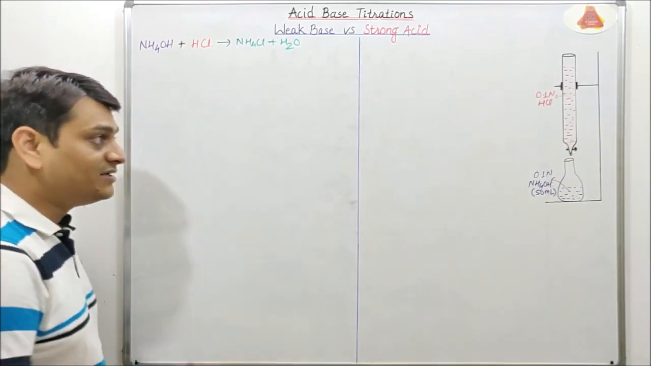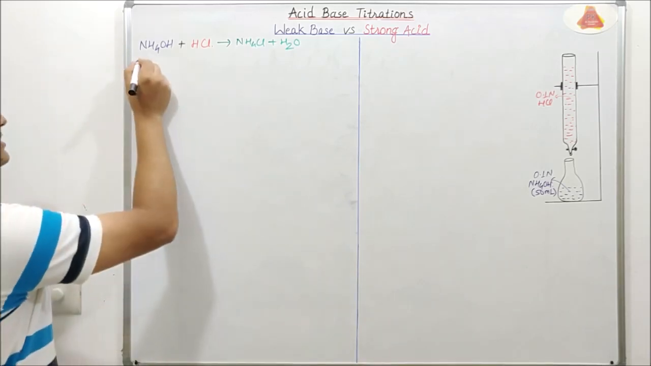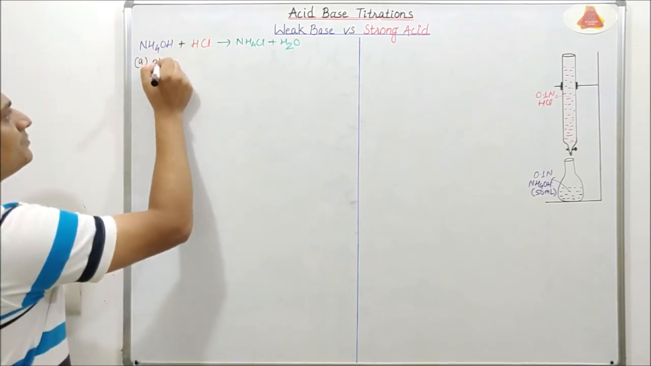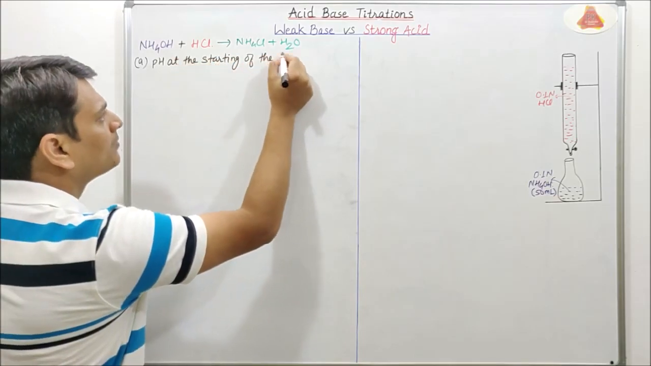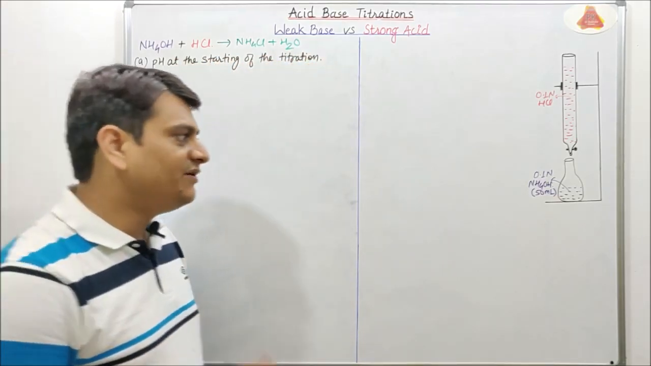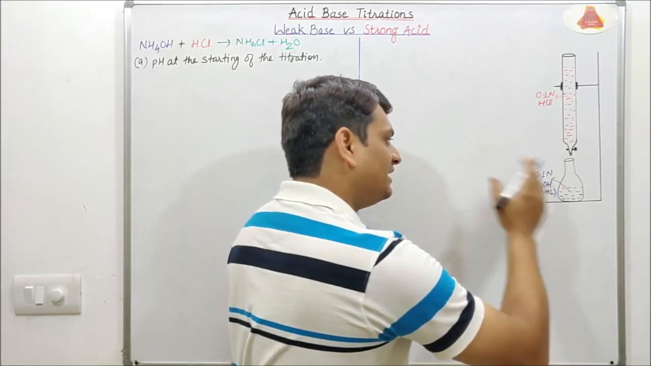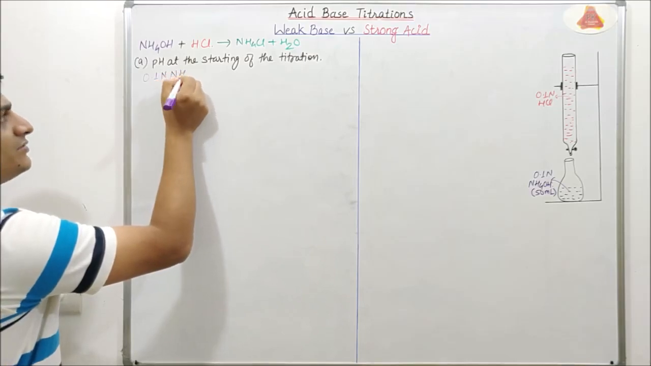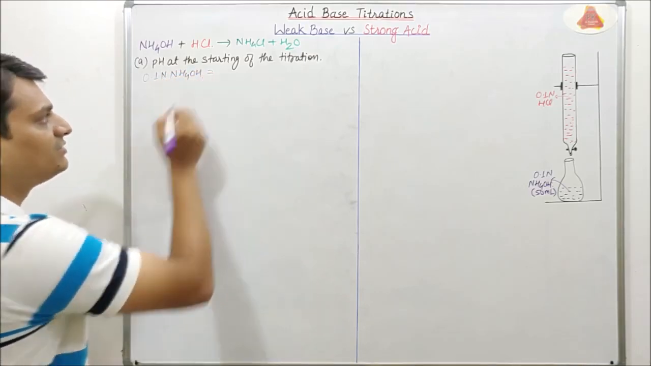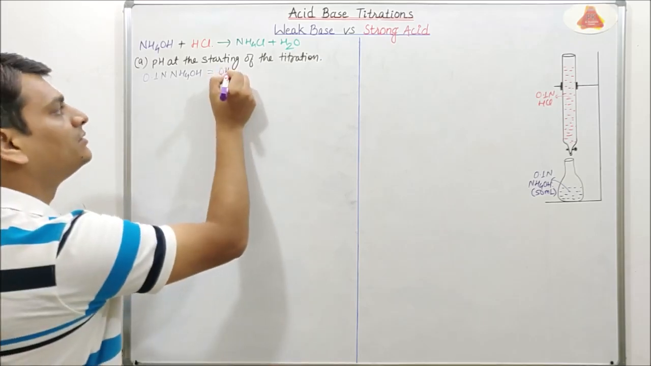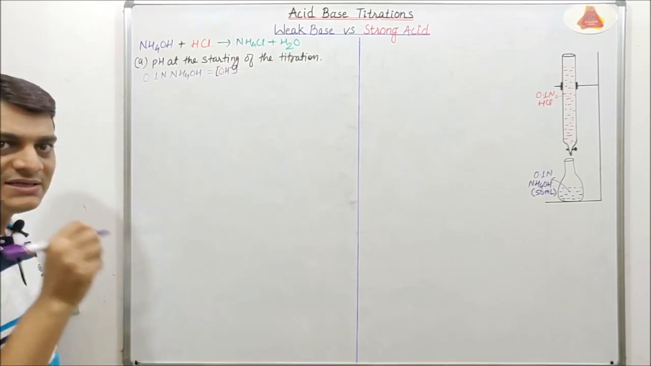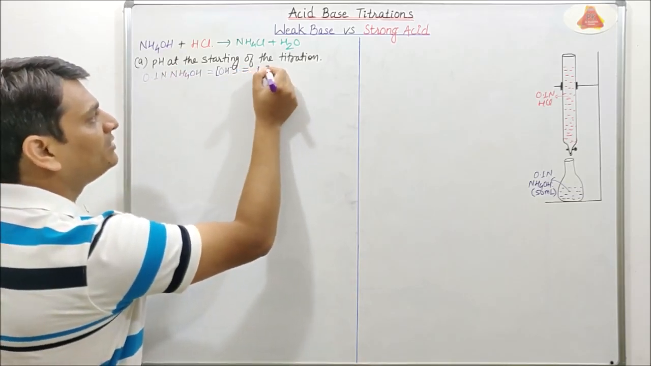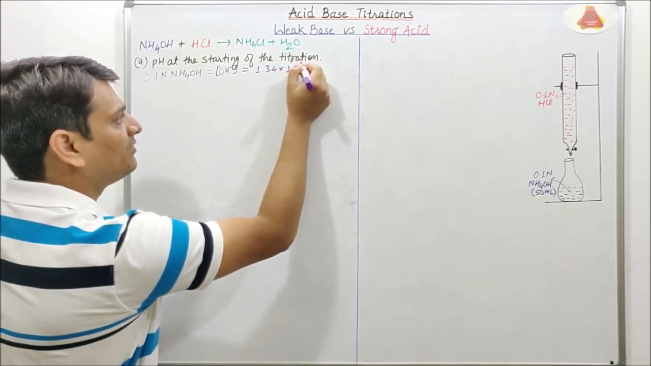Now coming to the different conditions of this titration. The first condition is: what will be the pH at the starting of the titration? As you can see, we have 0.1 normal NH4OH in this conical flask. So 0.1 normal NH4OH will give the OH minus ion concentration, and this OH minus ion concentration will be equal to 1.34 into 10 to the power minus 3 molar.